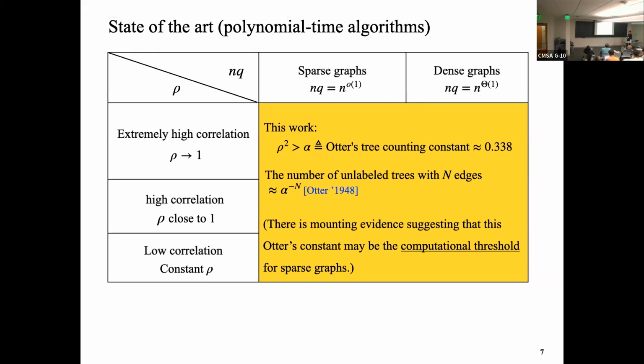And this alpha is Otter's tree counting constant, which plays the following role. If you count the number of unlabeled trees with n edges, it grows exponentially, with the base being 1 over alpha. The base, sorry, not the exponent. Thank you. And there is more and more evidence suggesting that this constant might be the computational threshold for sparse graphs. So it's a very precise statement. I'll say this in a second, a bit more.